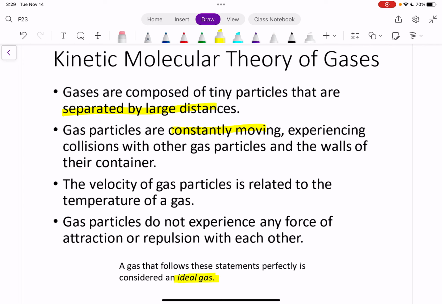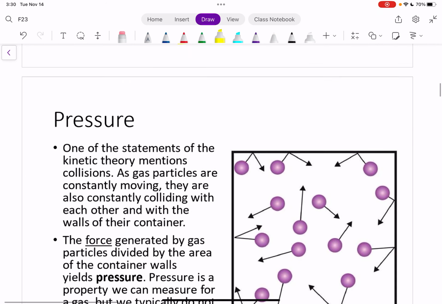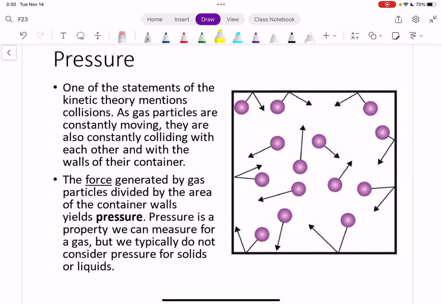And then gas particles, they don't experience any force of attraction or repulsion with each other for ideal gases, right? Because they just are so far apart from each other that they're not really attracted. And if they are coming in contact, it's for such a short amount of time that there's just really weak interactions between those gas particles.